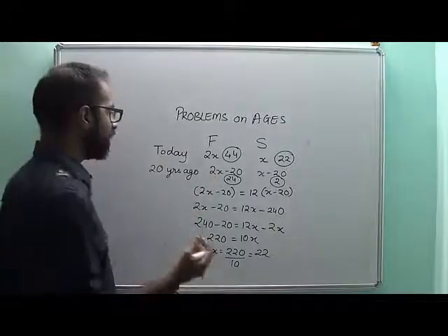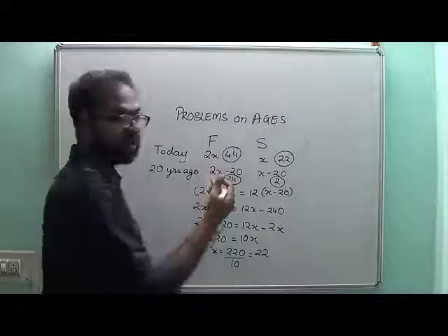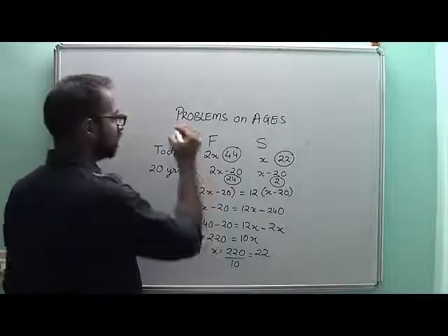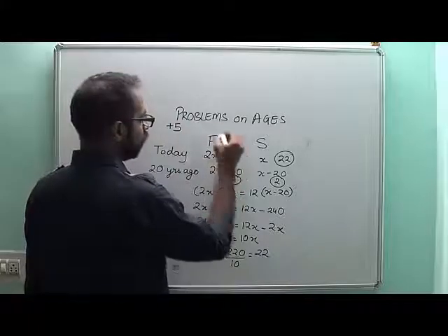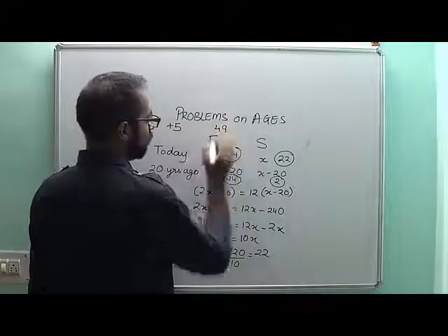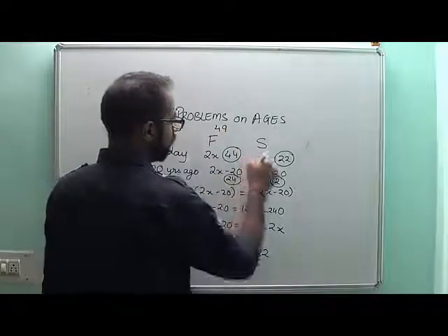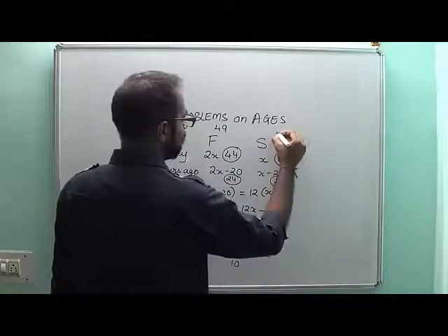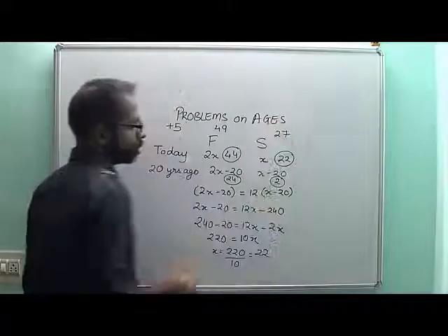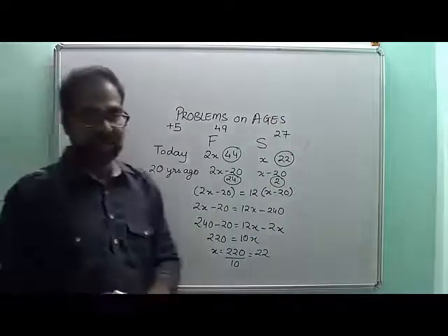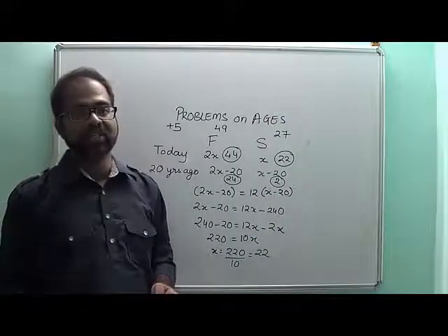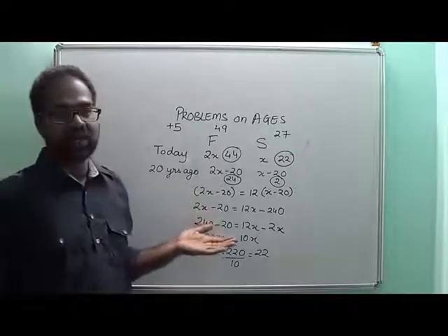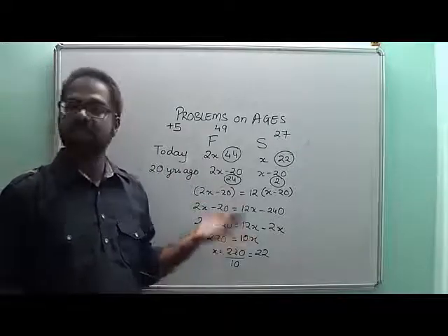Now if you were asked what would be the age of the father or the son after 5 years, 5 years from now, the father will be 44 plus 5, that is 49, and the son would be 22 plus 5, which is 27. I hope this helps you understand how to go about solving problems on ages. Simply create a table, make the linear equations, solve them.